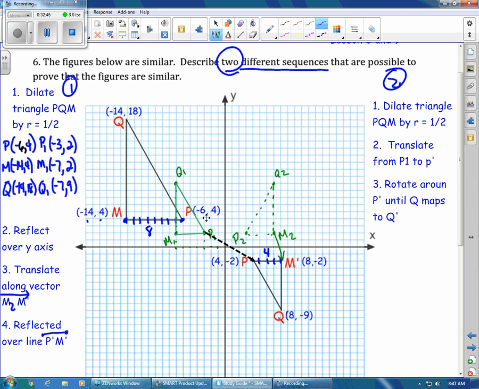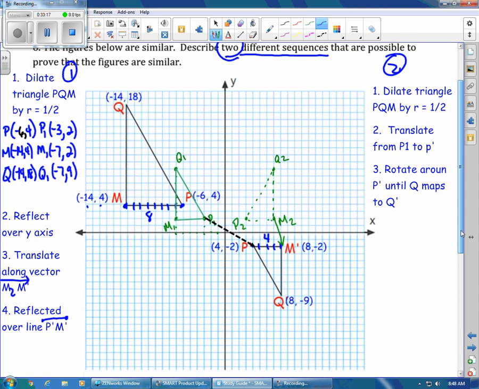So I'm going to translate from p sub 1 to p prime, and then rotate around p prime until q maps to q prime. On this particular one, you do have the option of growing this little triangle by a scale factor of 2 and then moving it back. Again, there's a ton of options. There's no way that I could record all of the different options that you have. That's what makes grading this somewhat of a challenge, because I have to check each and every one of yours to see if what you came up with will actually work.